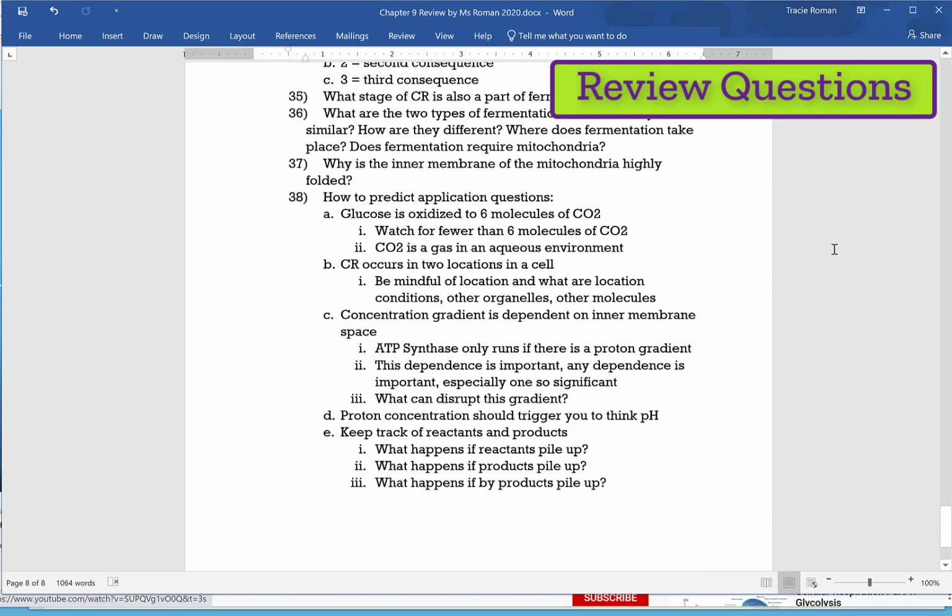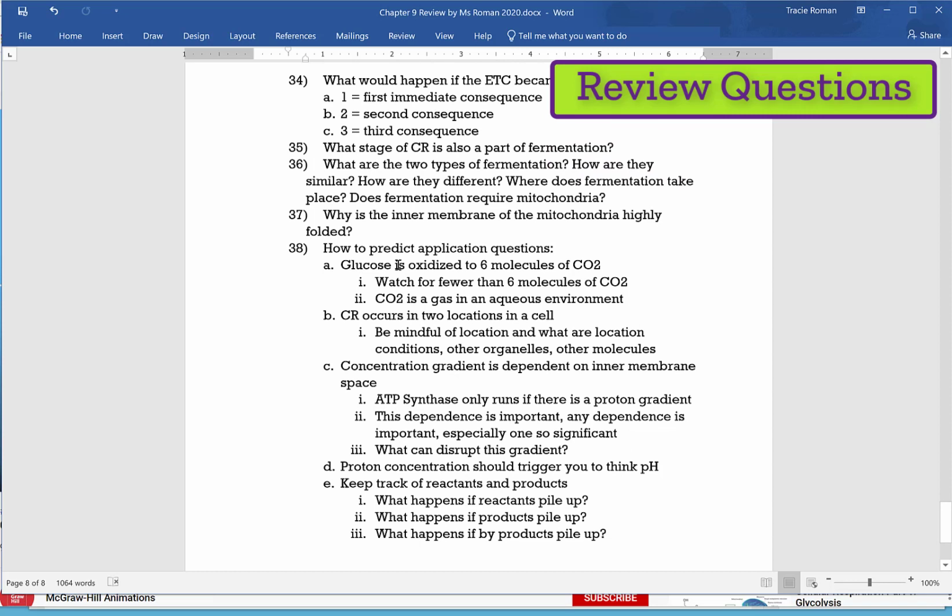Then at the end here, I gave you some examples of how to look at material to try to predict application questions. For example, glucose is oxidized to 6 molecules of CO2. That's a really important part of cellular respiration, the oxidation of glucose into CO2. So something you would want to keep track of would be all 6 molecules of CO2.